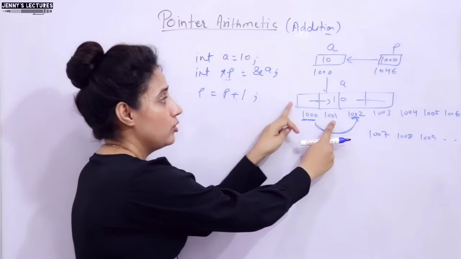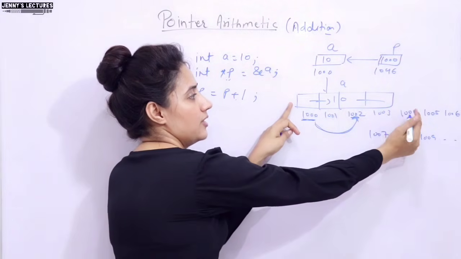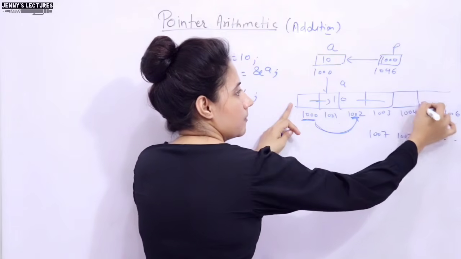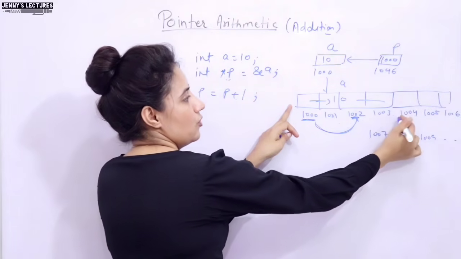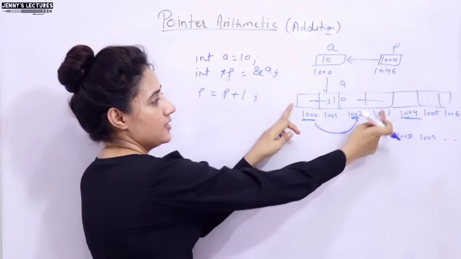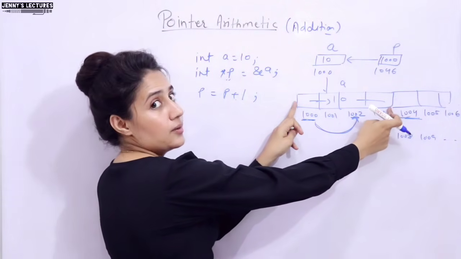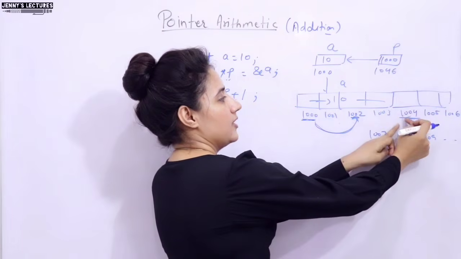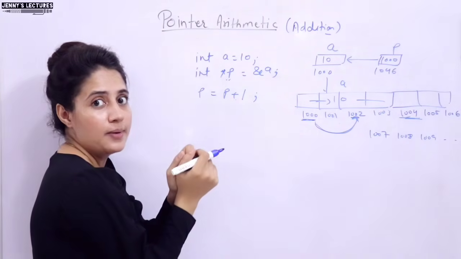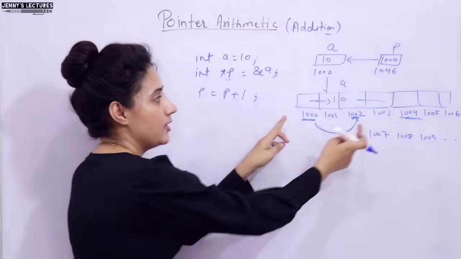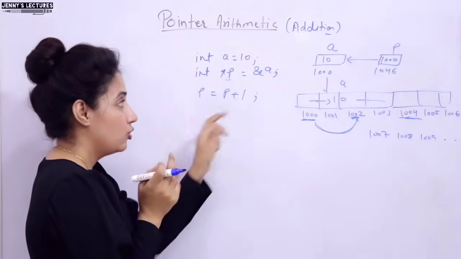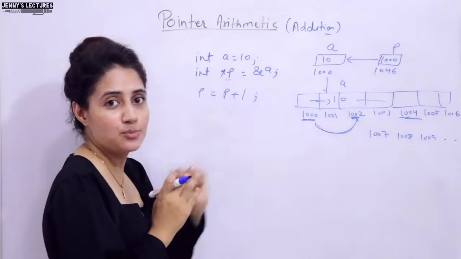It would point to the next location, this one, 1004, because this complete is for A. Now if you add plus 1, this will point to the next location, that is 1004. So ultimately how many bytes has been added? 4 bytes. You are adding 1, but 4 bytes has been added.